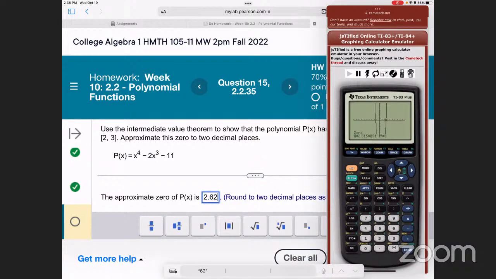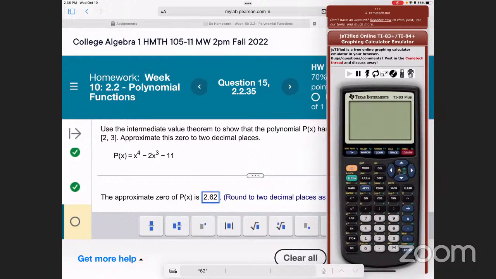2.62. Now, before I submit that, I want to show you how you can arrive at this conclusion without using that technique. You can actually do this in a spreadsheet, but we're going to play with the table. If we go to the table set, we want the table to start at 2, and we want to change by 0.1. Somewhere between 2 and 3, we should get a sign change.